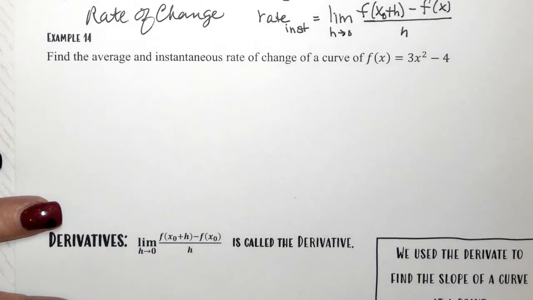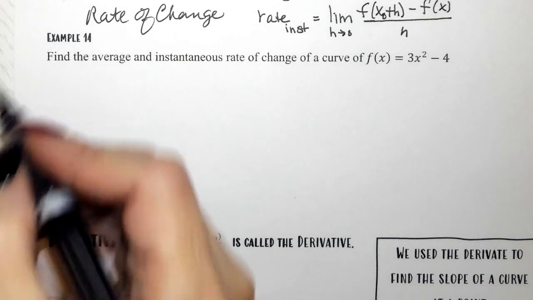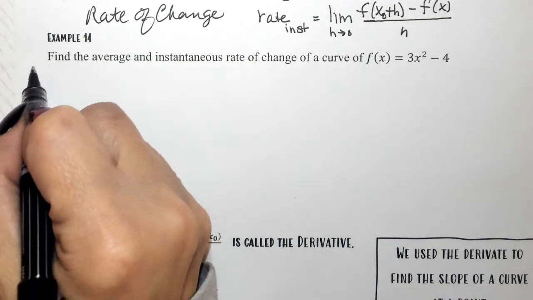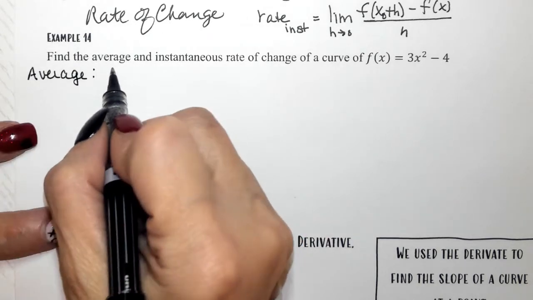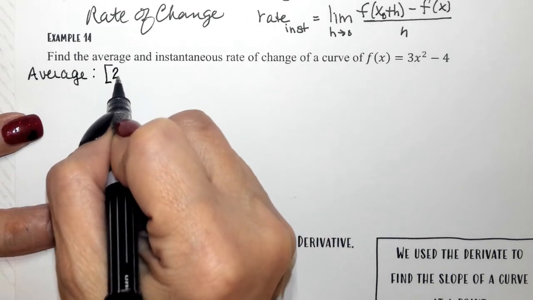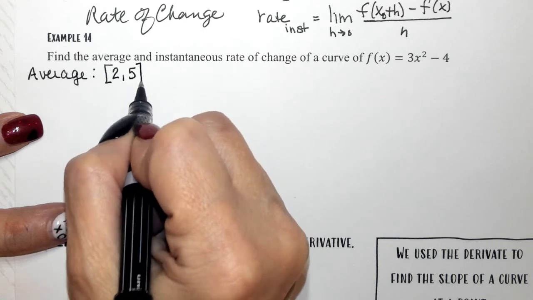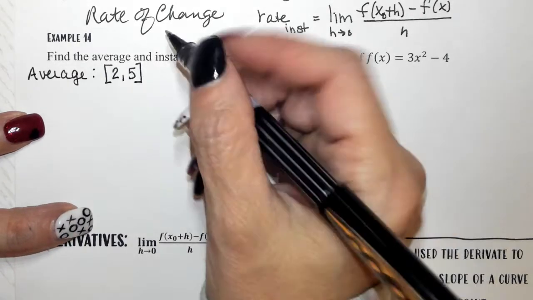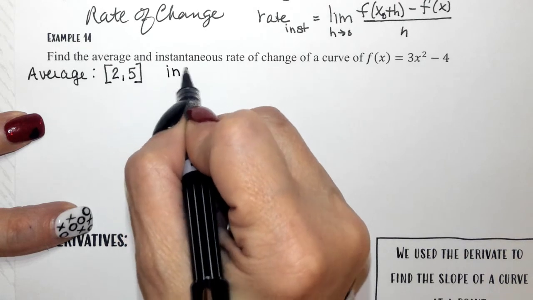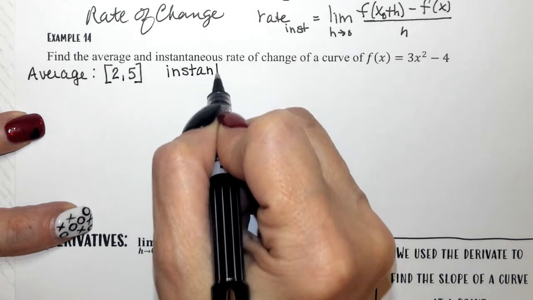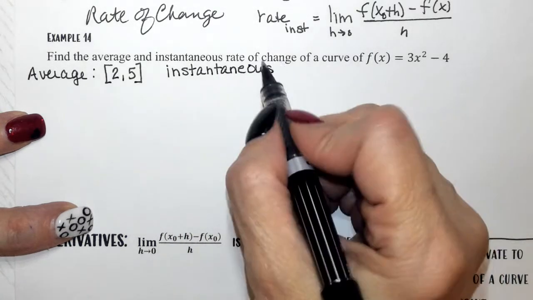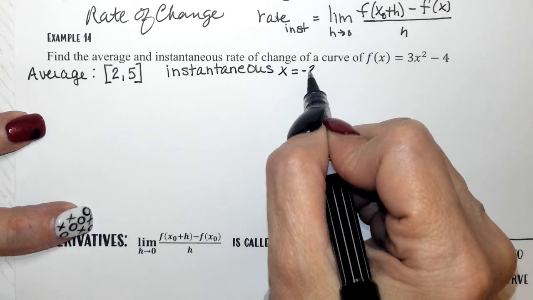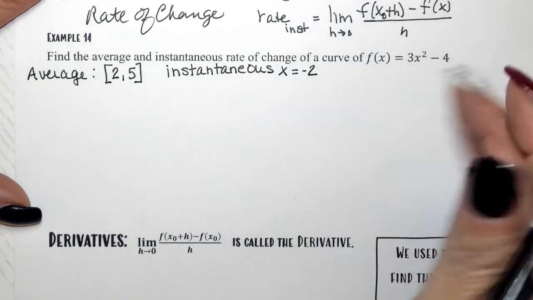So find the average and the instantaneous rates of change of this curve. Okay, so for the average, we're going to do it over an interval. I forgot to put these in your notes. The interval we're going to look at is from 2 to 5. For the instantaneous, we are going to look at x equals negative 2. Those are the two spots I want to look at.